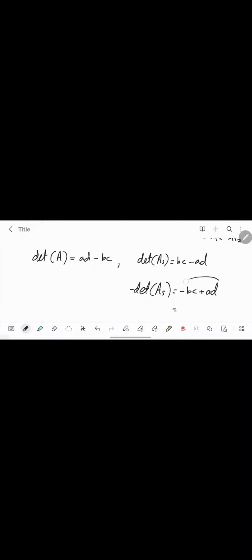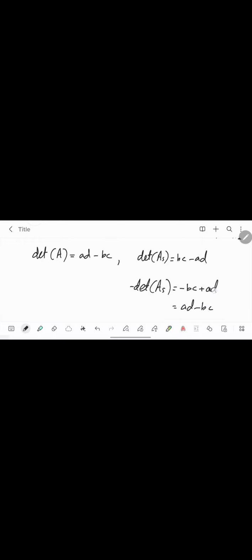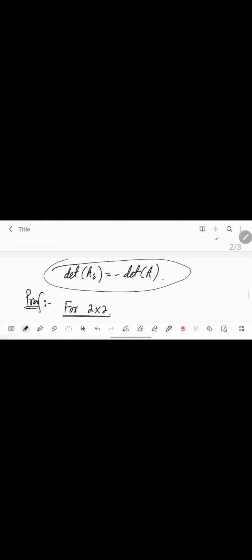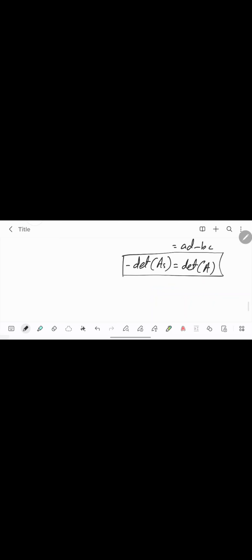So this is equal to ad minus bc. But ad minus bc is equal to the determinant of A. So the negative determinant of A_S is equal to the determinant of A. This is what we had to prove. The new determinant is the negative of the other. So both are related by a negative sign.